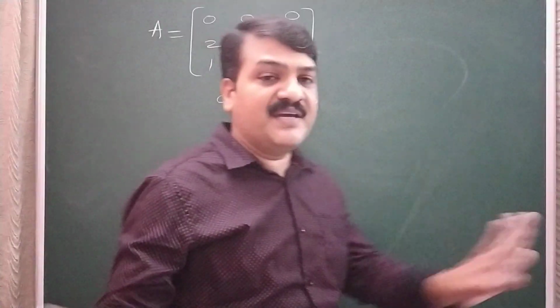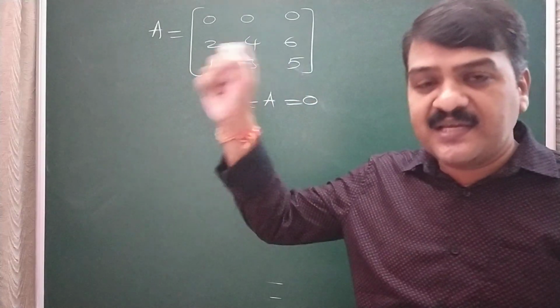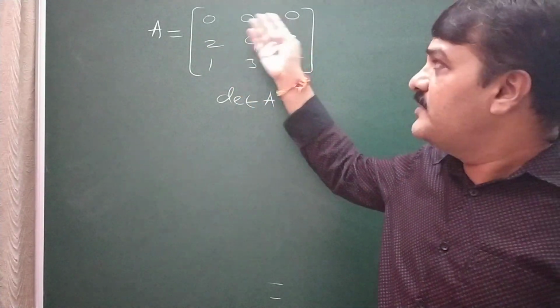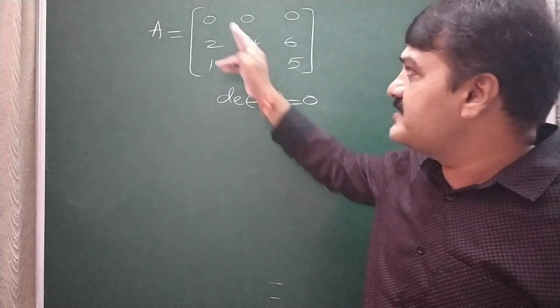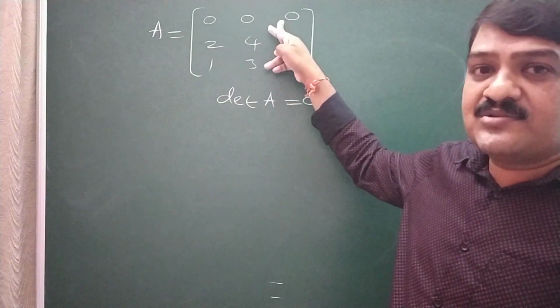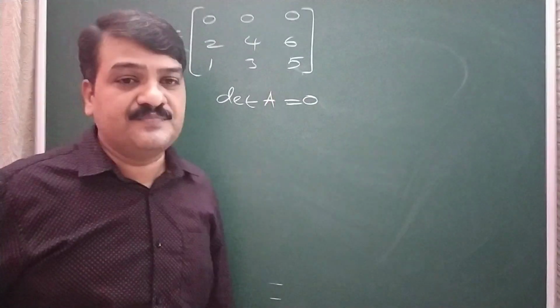No need of simplifying. Why? Because for finding the determinant, I can use any row or column. So for finding the determinant, I will use the first row. If I use the first row, what is the determinant? 0 into its cofactor, plus 0 into its cofactor, plus 0 into its cofactor, that is 0 only. So what is the property? If the matrix has all zeros in any row or column, the determinant is 0.